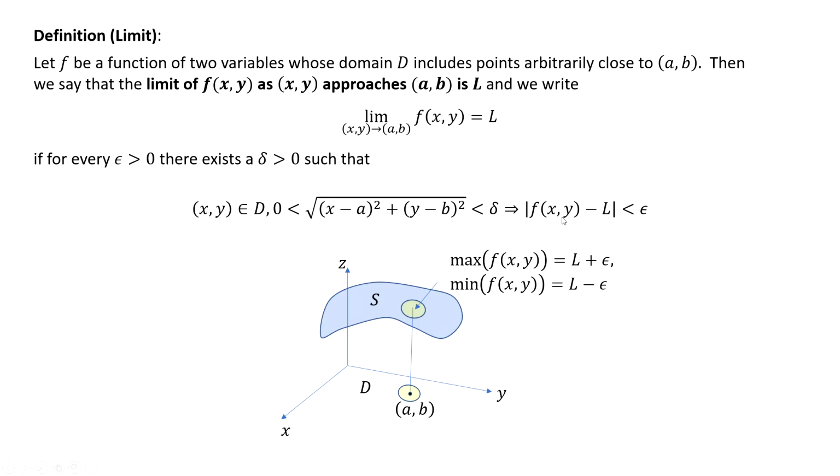If we apply that concept to this one, we should say negative epsilon is less than f of x y minus L is less than positive epsilon. And now if we add L to all of them, we get L minus epsilon less than f of x y less than L plus epsilon. In other words, f of x y must lie between L minus epsilon and L plus epsilon. What mathematicians say is, f of x y must be bounded between L minus epsilon and L plus epsilon. Those bounds tell you what the minimum and maximum of f of x y should be. Cool? Now, that was one point I wanted to mention.